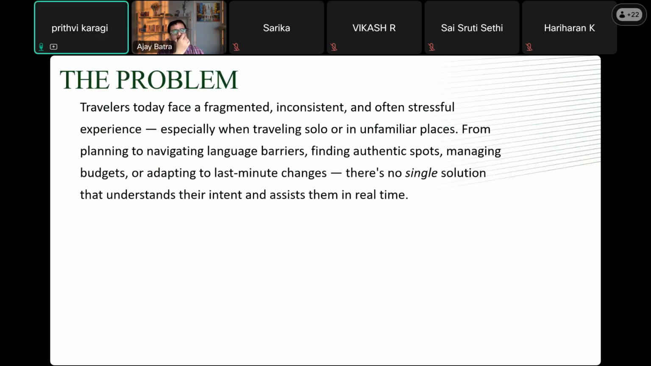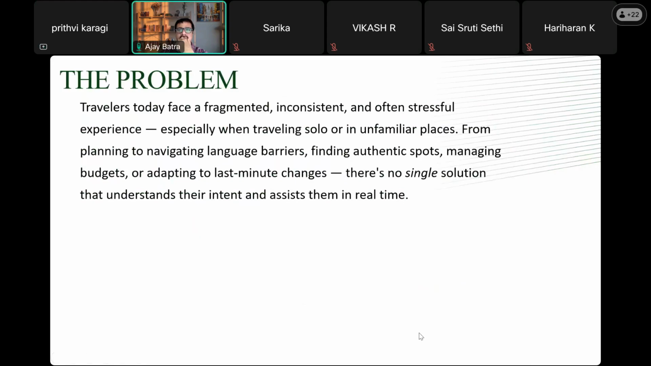So this was the problem we face and multiple travelers face today: travelers today face fragmented, inconsistent, and awfully stressful experiences, especially when traveling solo or in an unfamiliar place. From planning to navigating language barriers, finding authentic spots, managing budgets, and adapting to last minute changes, there is no single solution as such, right?